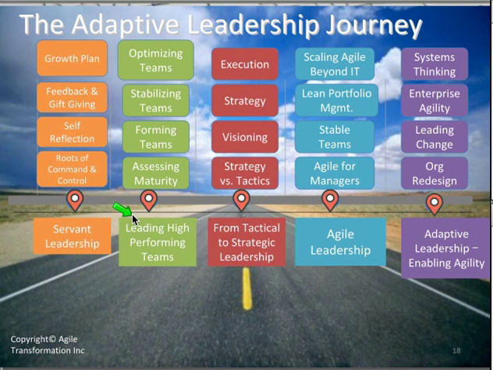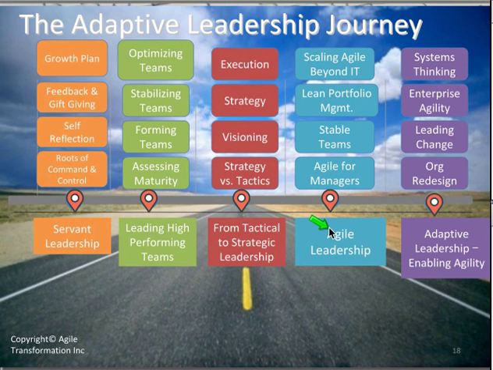Leading high-performing teams is really around assessing the maturity of teams, forming, stabilizing, and optimizing teams, and knowing who they are and how I interact with teams during those various stages. Moving managers from tactical to strategic leadership is very important, teaching them the skills to understand how you develop a vision, how you develop a strategy, and how you execute on that strategy.